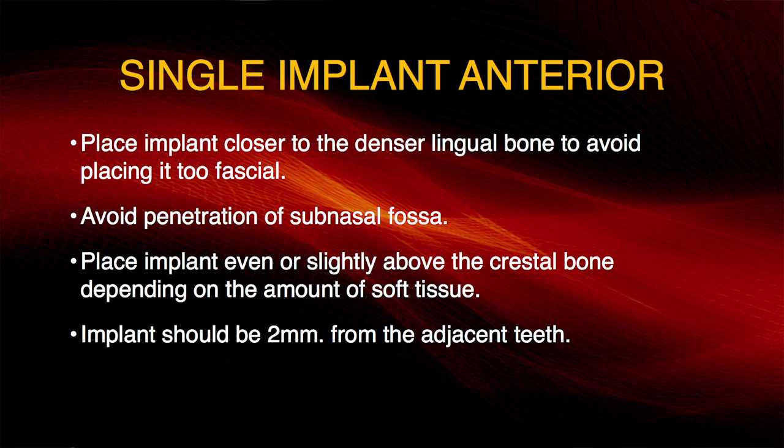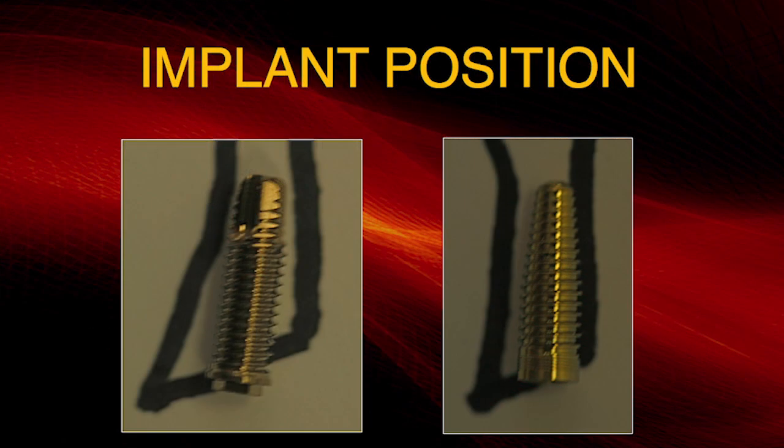The other thing that preserves the tissue is our implant placement. We want to place it closer to the palatal bone, which is a more dense bone, and we want to avoid placing it too facial. We want to avoid penetration of the subnasal fossa and place the implant even or slightly above the crest if we have enough soft tissue. So basically, the bone sets the tone, but the tissue is the issue when we're looking at implant aesthetics in the anterior region.